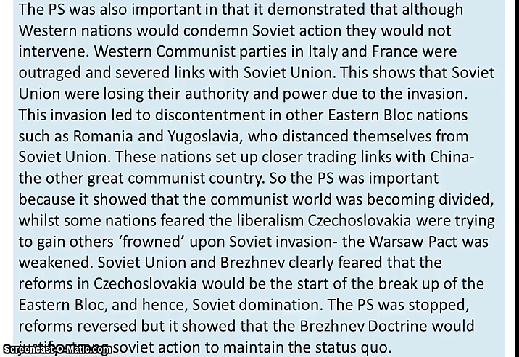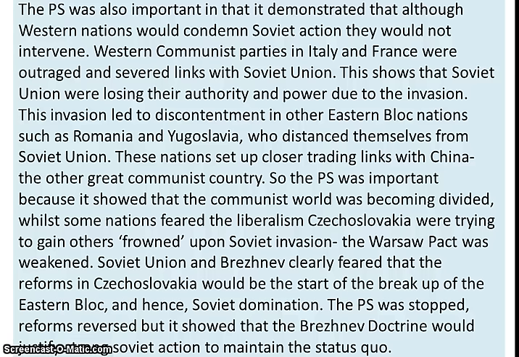Soviet Union and Brezhnev clearly feared that reforms in Czechoslovakia would be the start of the breakup of the Eastern Bloc and hence Soviet domination. The Prague Spring was stopped, reforms were reversed, but it showed that the Brezhnev doctrine would justify strong Soviet action to maintain the status quo.